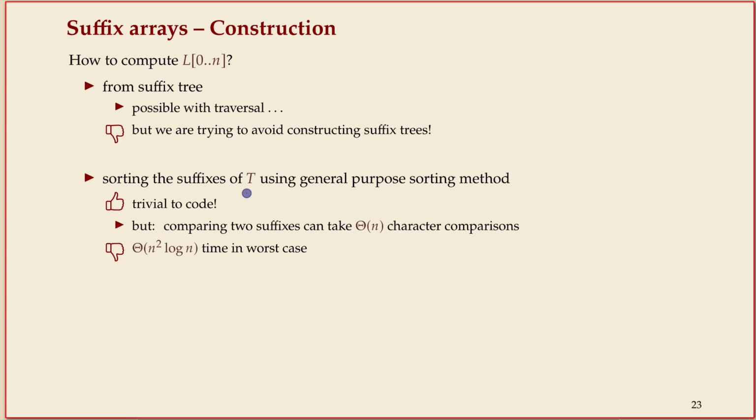Instead, we can go more directly by the definition. The suffix array needs all the suffixes in sorted order, so we might as well produce that by sorting. And we could just use any of the general purpose sorting methods. Unit 3 says hi. That's trivial to code up. You just have a comparison function for strings. That's usually built into libraries anyways. So this takes 2 lines of code.